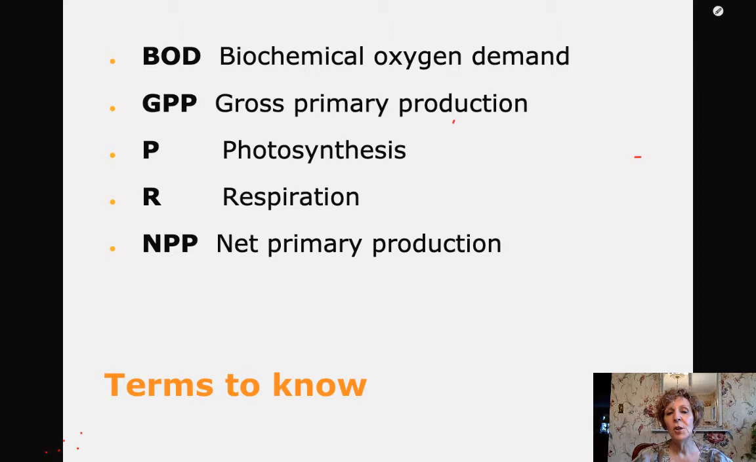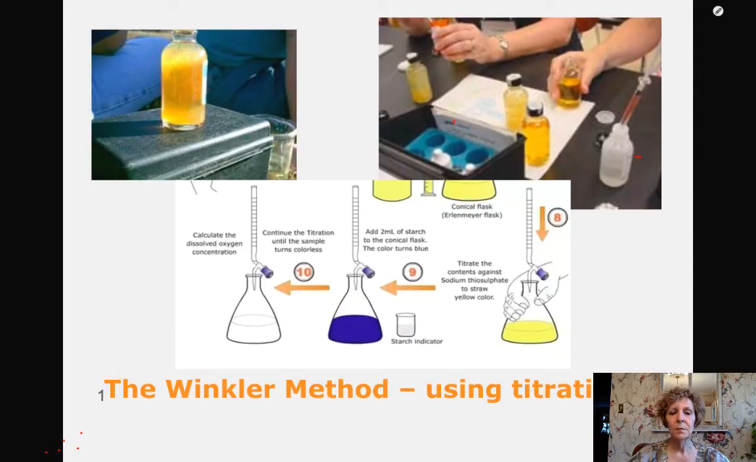So you need to know these terms. Biochemical oxygen demand is how much oxygen these organisms need. GPP, I just explained, photosynthesis, respiration, and net primary production. It's very confusing sometimes because sometimes the text will say primary production and you don't know if they mean gross primary production or net, but they're usually talking about net.